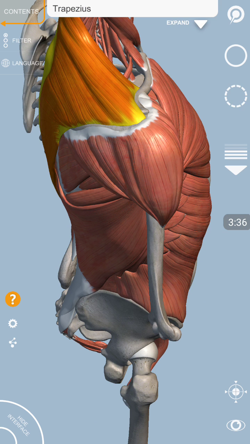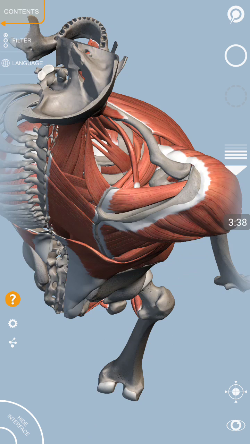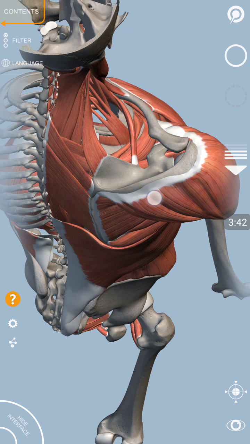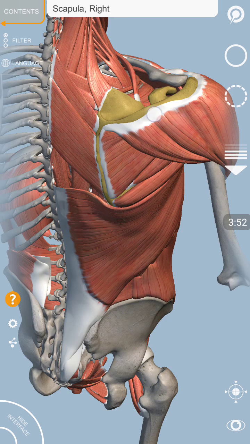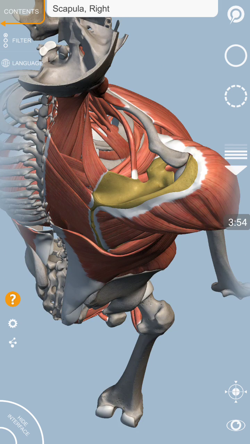So again, here comes the cervico-axillary canal. This is the cervico-axillary canal. It is formed by the first rib medially, the clavicle anteriorly, and the superior border of the scapula posteriorly. They form the cervico-axillary canal.